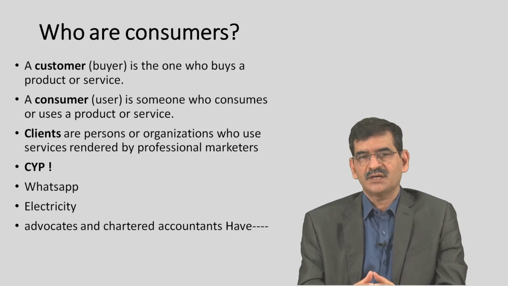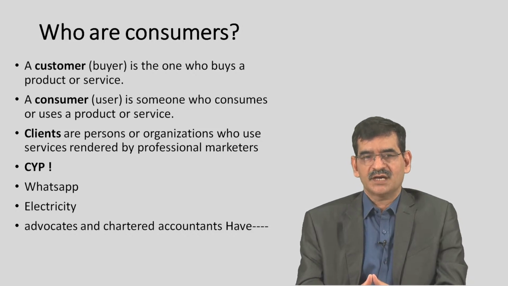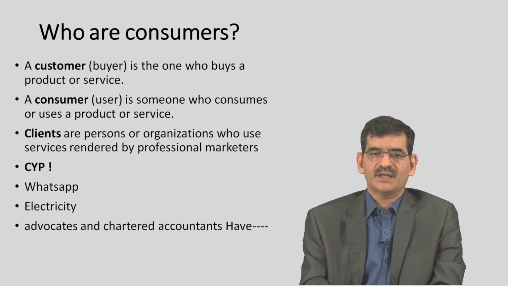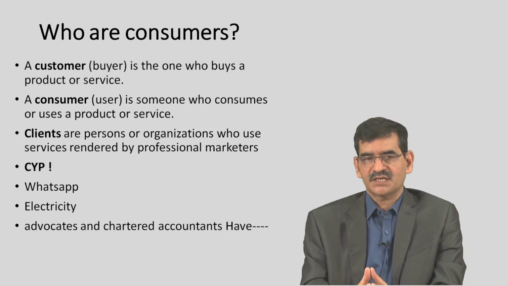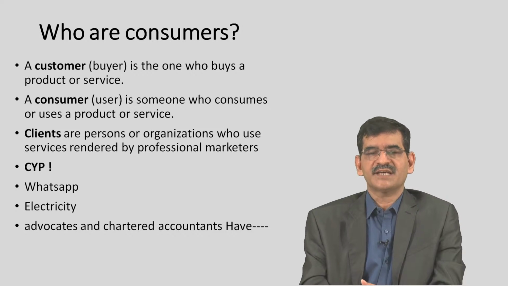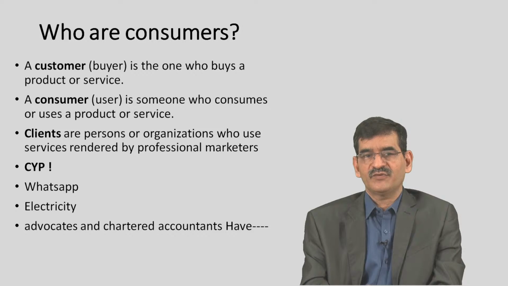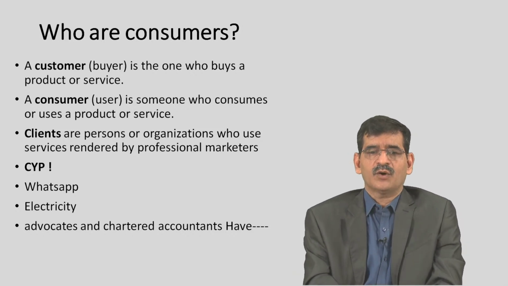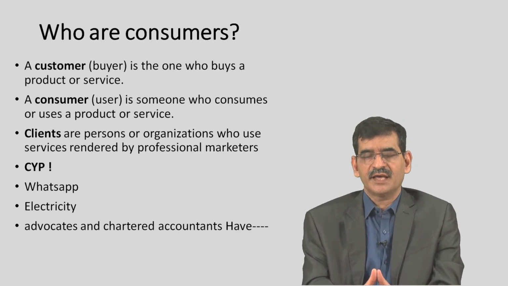Let us take an example to differentiate between these terms: customer, consumer and client. Here is the CYP, that means check your progress. We have taken three situations: one is WhatsApp, another is electricity, and one is professional services. Are you a customer, consumer or client for WhatsApp? You can try it and reply in the chat box, but the answer is that we are a user of WhatsApp, not a customer, because we are not paying for using WhatsApp. Whereas in the case of electricity, we are customer as well as consumer, because we are paying for electricity units for consumption of electricity. And in the case of advocates and chartered accountants, the better term is clients. They have clients to serve.